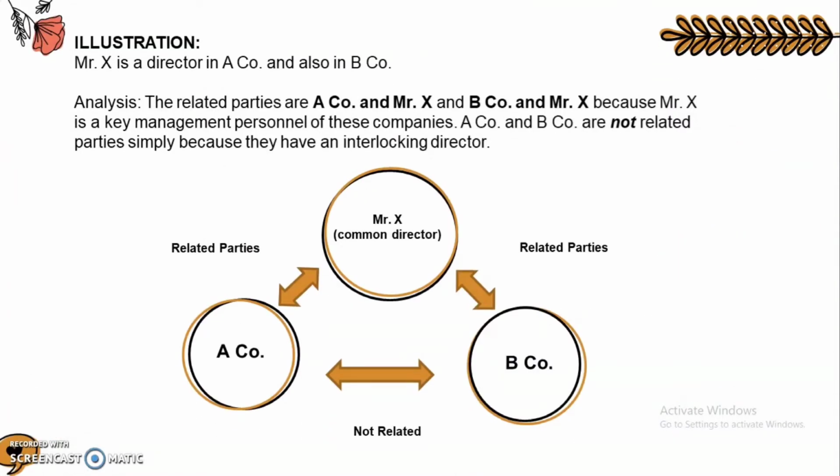So here's an illustration para mas maintindihan natin. Mr. X is a director or a key management personnel. He is related to ACO and he is also related to BCO. But ACO and BCO, just simply because they have the same director, they are not related.